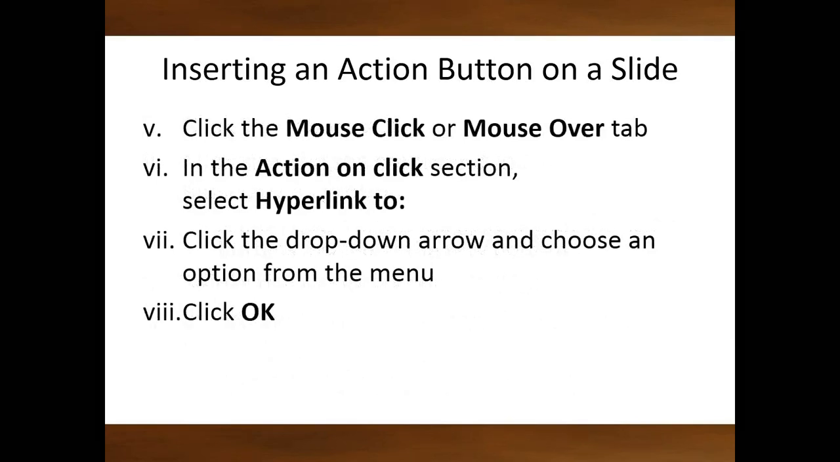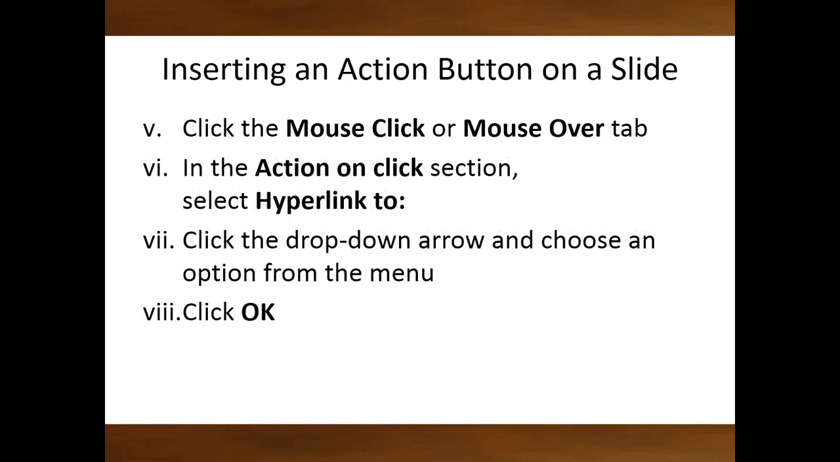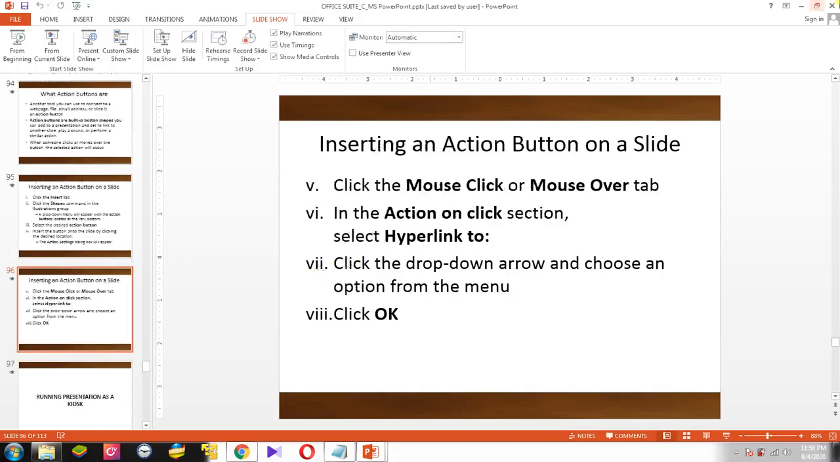For the next step, you click the mouse click or mouse over tab. Step 6. In the Action on Click section, select Hyperlink to. 7. Click the drop-down arrow and choose an option from the menu. Once you are done, you click the OK button. Let us demonstrate this.